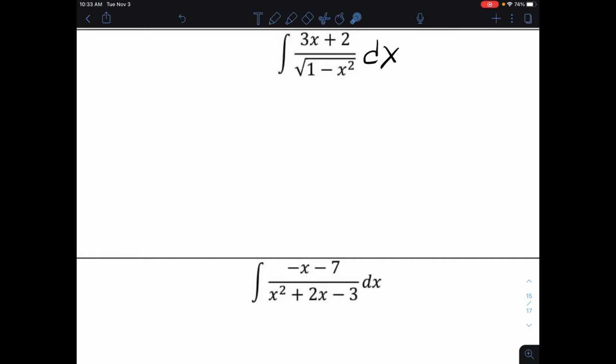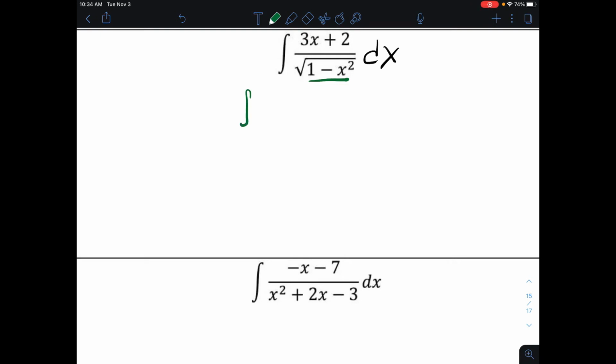And so the reason why u substitution fails here is if I let u be 1 minus x squared, and I took the derivative of that, I would have just 2x. And the problem is I could do something here, but that plus 2 kind of gets in my way. So what we're going to do is we're going to split this up before we start going through the process of trying to integrate individual pieces.